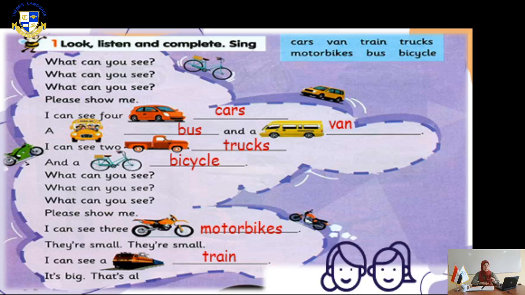What can you see? Please show me. I can see 3 motorbikes. Motorbikes. They are small. I can see a train. It's only one. A train. It's big.